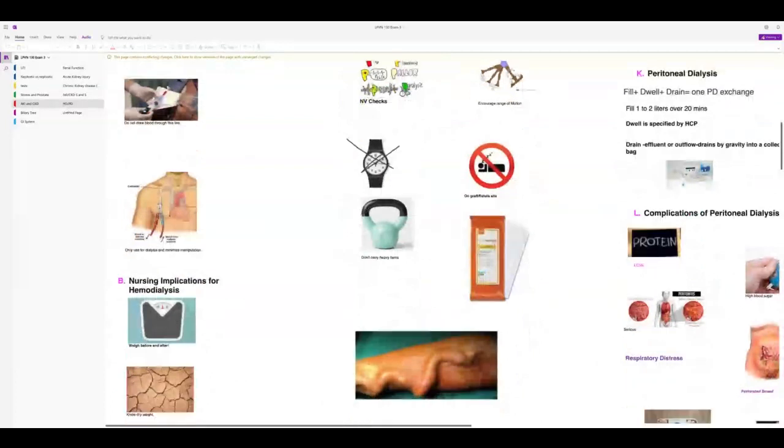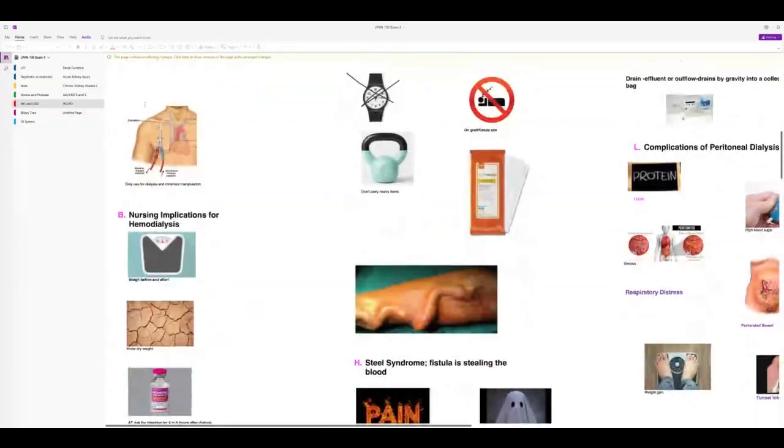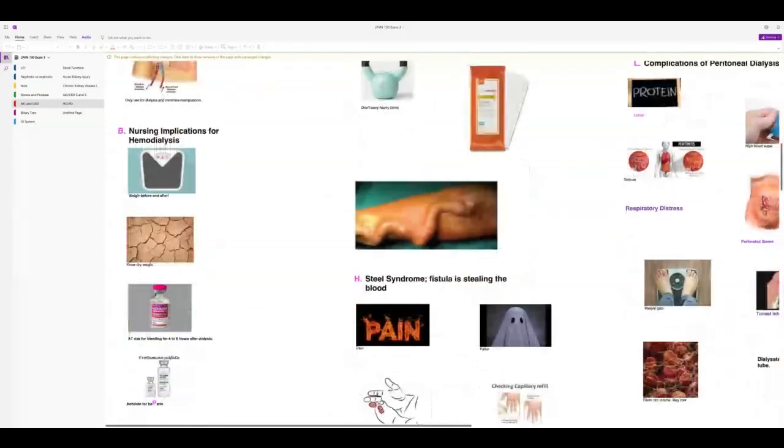Okay. So with hemodialysis, you want to weigh the patient before and after. You're going to give a lot of heparin when you give dialysis. So don't let the patient have any other procedures 4 to 6 hours after dialysis so they don't bleed out. Make sure you have protamine sulfate on hand. Know the patient's dry weight, which is the weight after dialysis.